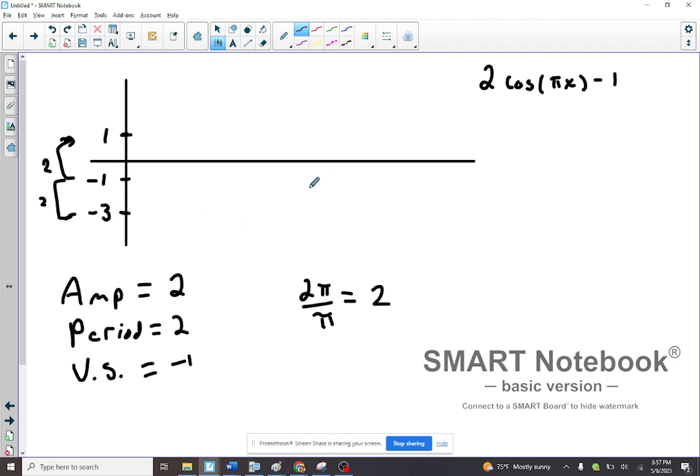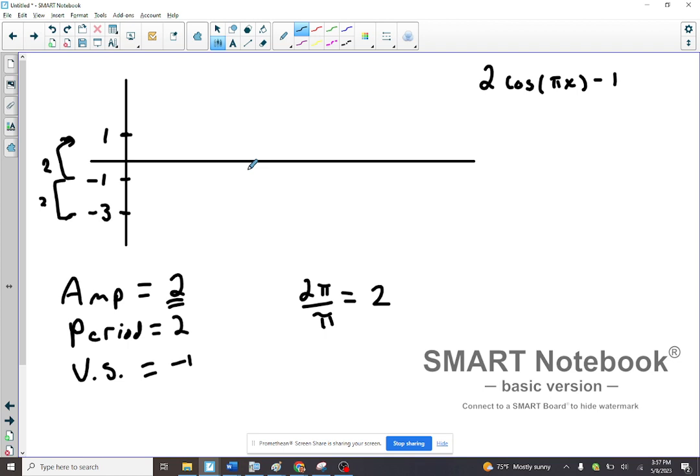So what do you need to do? You put -1 first because that's your vertical shift. You're going down 1. Then you're going to go up 2 and then down 2, okay? Because that's going to help you graph your amplitude. The amplitude is always up and down by whatever the number is. So it's 2 in this case. If it were 5, it'd be up 5 from -1 to 4, and down 5 to -6.